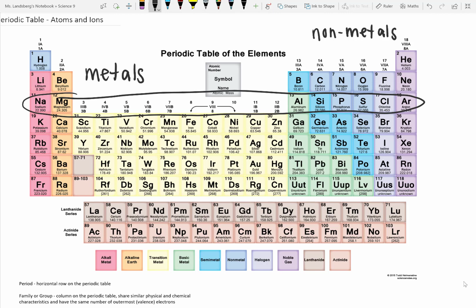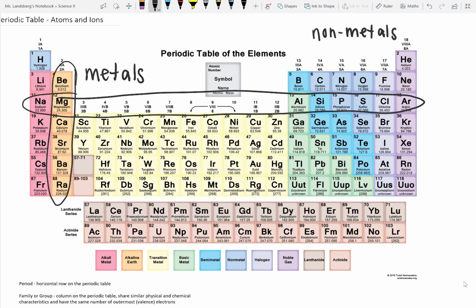And the periodic table is also divided into families or groups. They're used interchangeably and are the columns on the periodic table. So I'm just going to highlight a column for you. What also is to be known about families or groups is that they share similar physical and chemical characteristics and have the same number of outermost or valence electrons. We'll go over more of that in the next video.